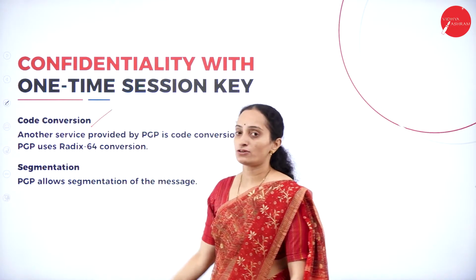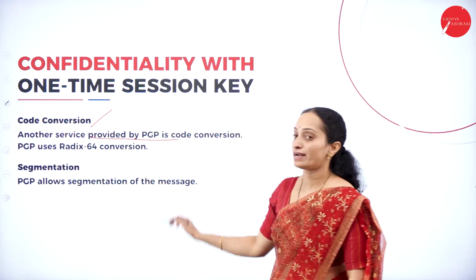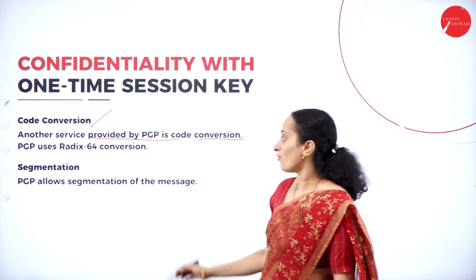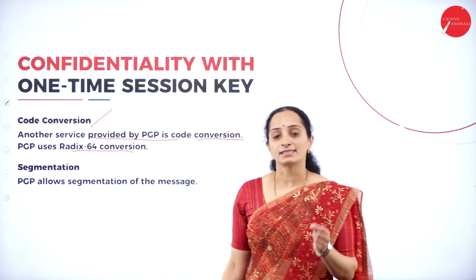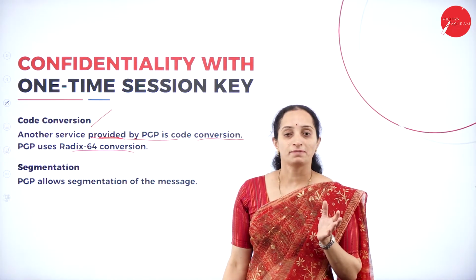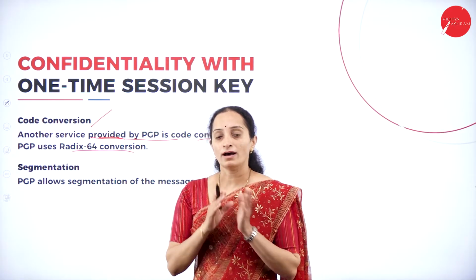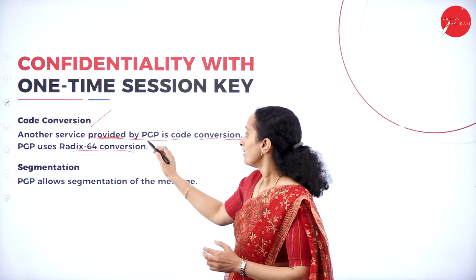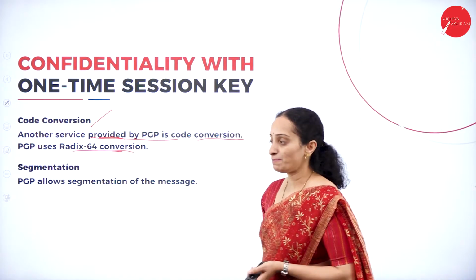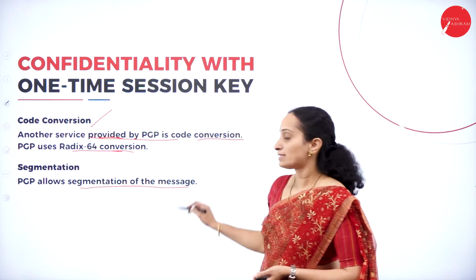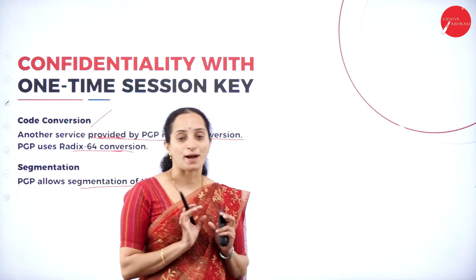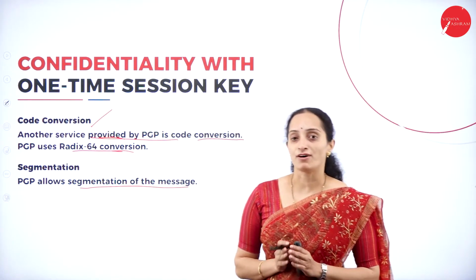Code conversion is another service provided by PGP. It uses radix-64 conversion to convert the encrypted code, and normal plain text is obtained by using the radix-64 conversion. PGP at the same time allows segmentation of the message, which allows the message to be sent in packet form, which reduces the network traffic.